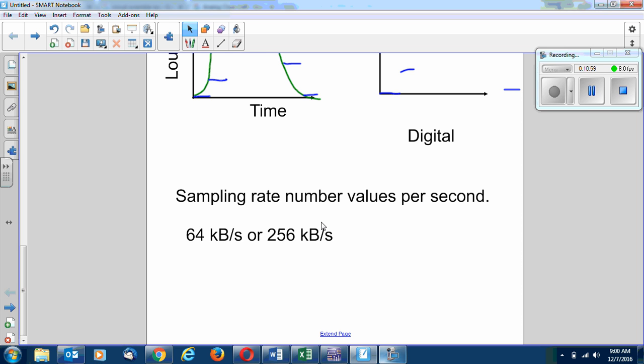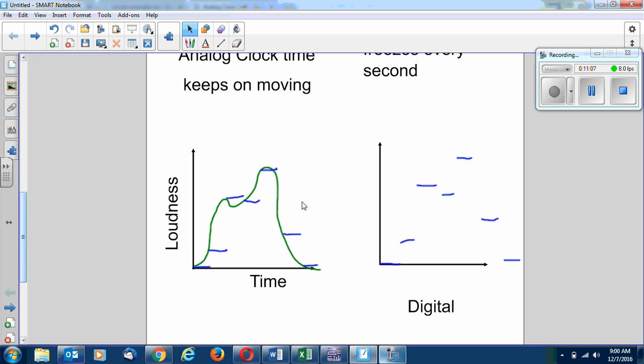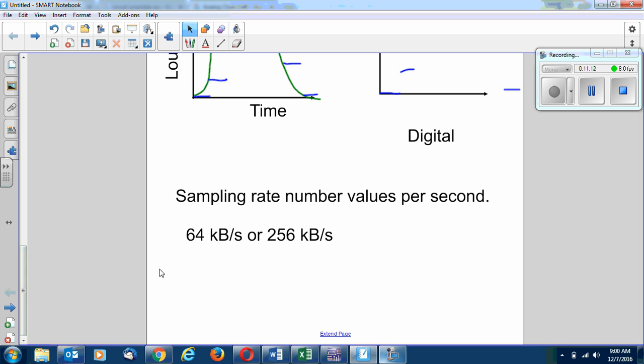But if you don't have enough space on your phone, then maybe you want to choose the 64, because if you have fewer values, like I have over here, then you don't have to use as much memory. So that's really the breakdown of what sampling rate is.